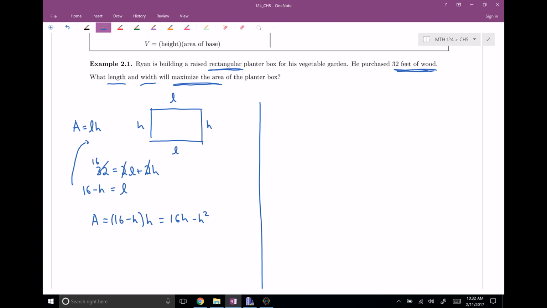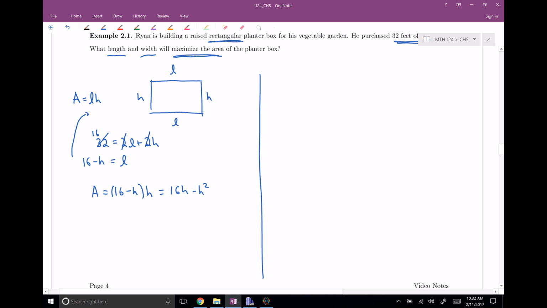If I have an equation, we now know how to maximize or minimize from our knowledge in 5.1. So I'm going to try to find critical points. I'm going to take a derivative, A prime over here. The derivative of 16H is going to be 16. The derivative of H squared is going to be 2H. And if I want a critical point, I want to know when this is equal to 0. So I have 2H is equal to 16, and so H is equal to 8. So H equals 8 is a critical point.